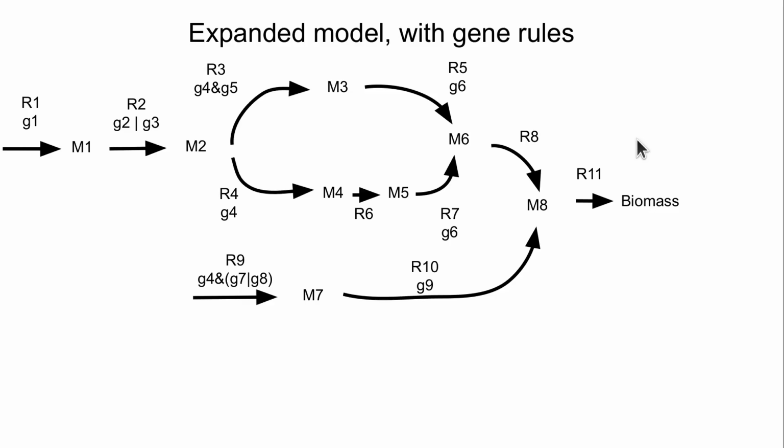The notation here is the vertical bar corresponds to an OR relationship, so R2 requires either G2 or G3 to be available. So knocking out just one of them would not knock out R2. While R3 is dependent on both G4 and G5 being present. So knocking out either G4 or knocking out G5 would be sufficient to knock out R3. So I will let you pause and try to figure this out for yourself. If not, we can continue.